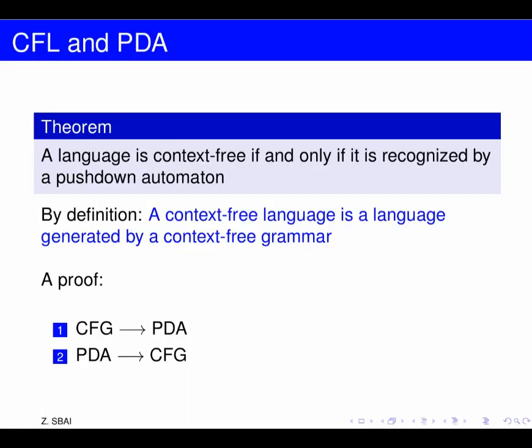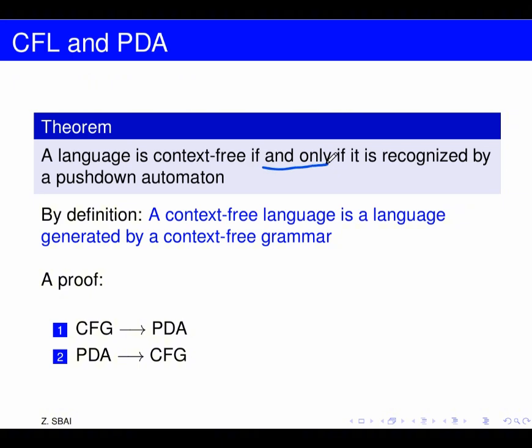Hello, in the last video we defined what pushdown automata are and explained how they are used to recognize context-free languages via examples, and we arrived at a very interesting theorem which states that a language is context-free if and only if it's recognized by a pushdown automaton.